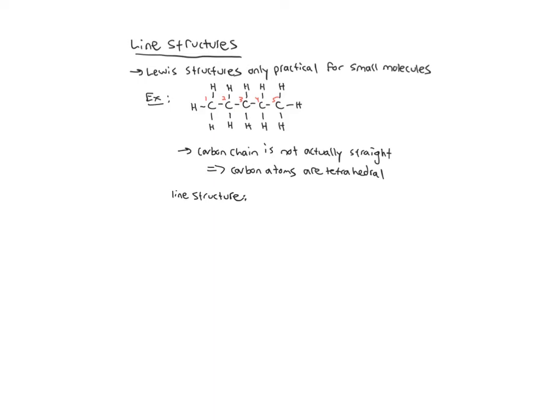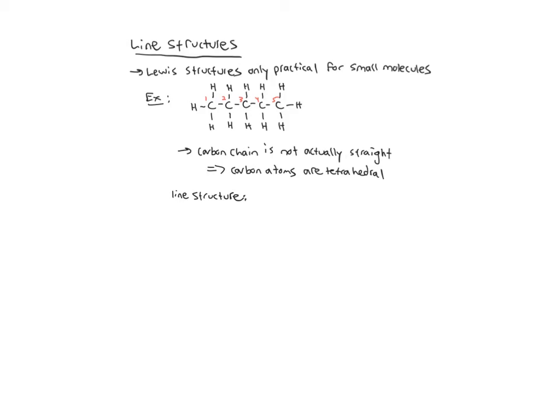What that means for our line structure is that we're going to see these carbon chains not as straight lines, but more as zigzags. So for this molecule, we have 5 carbon atoms. When we go to draw that line structure, we're going to draw that carbon backbone as a zigzag. Another thing line structures do is leave out all the bonds between carbons and hydrogens. We have a lot of them in this molecule, and we're not going to show any of them.